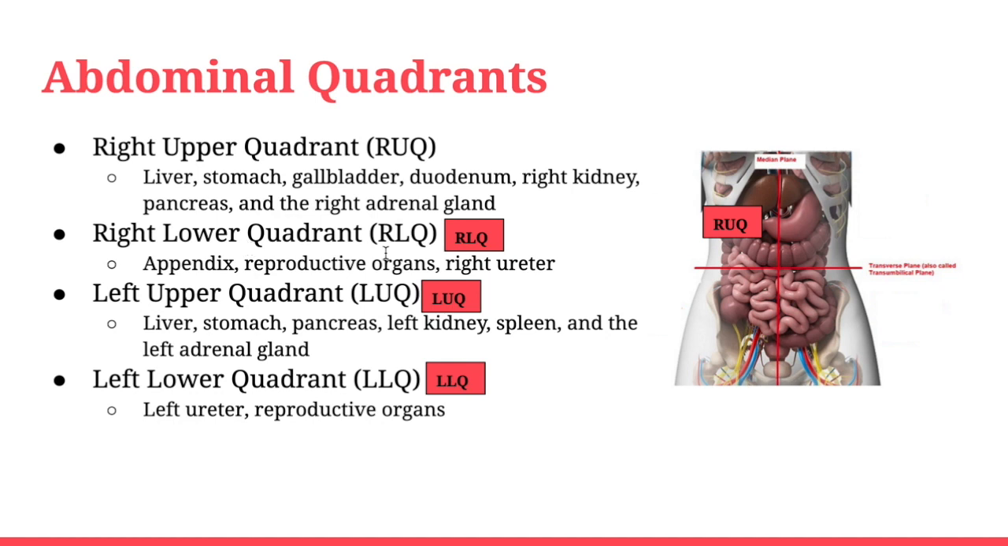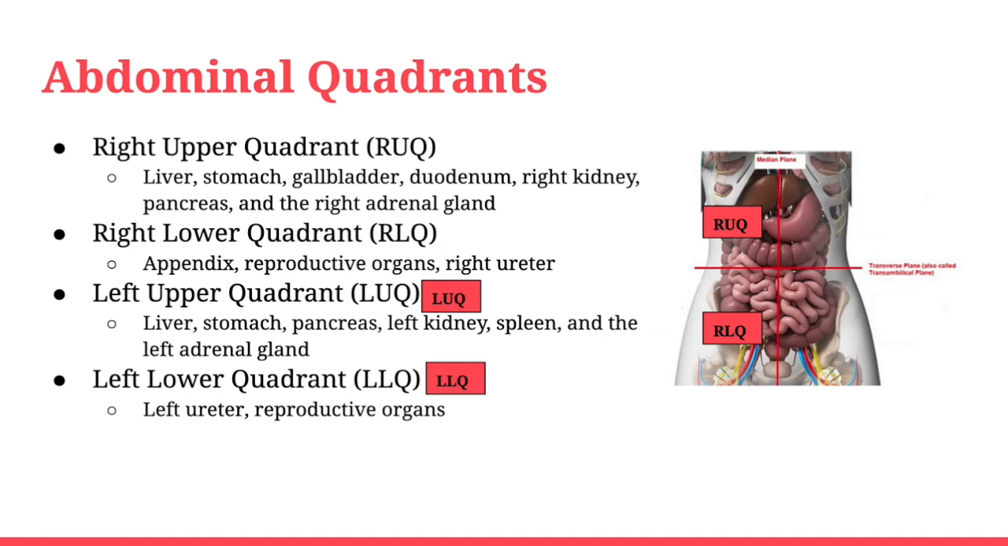Next, we have the right lower quadrant. That's going to include the appendix, which hangs off of the large intestine, some of the reproductive organs, and the right ureter, which goes from the kidney down to the bladder. So if we move that onto our diagram, okay, that's our right lower quadrant.